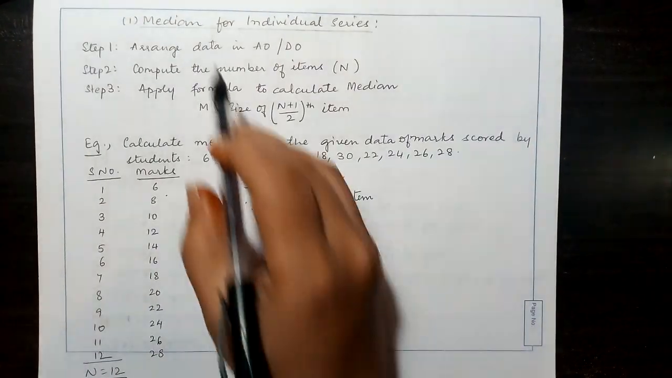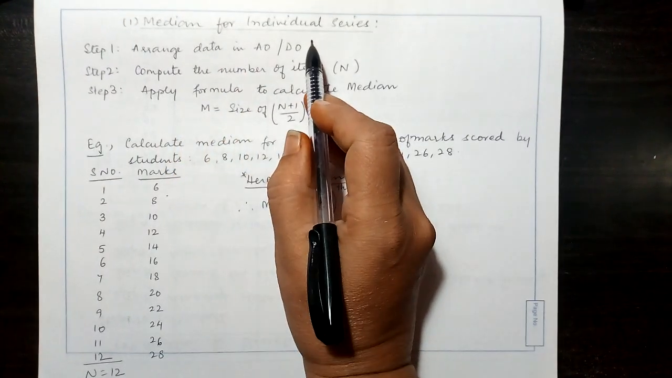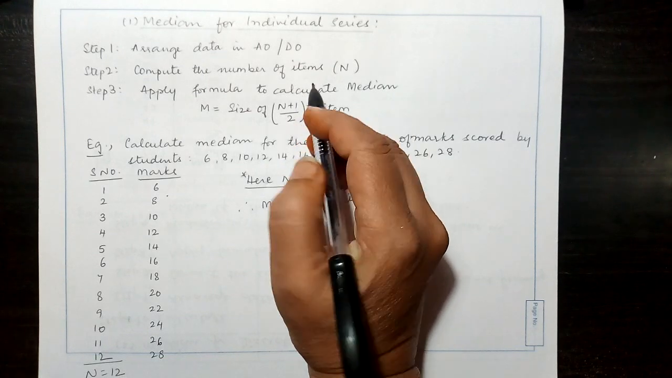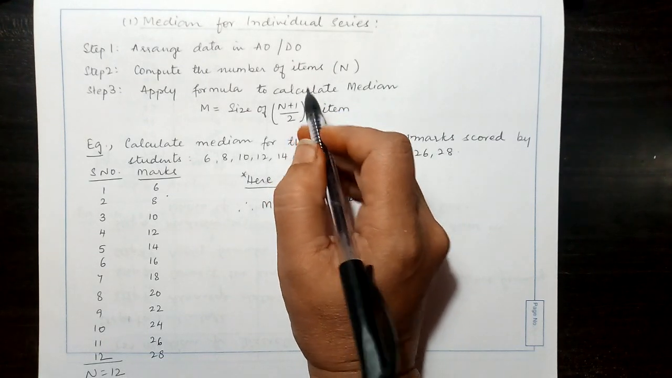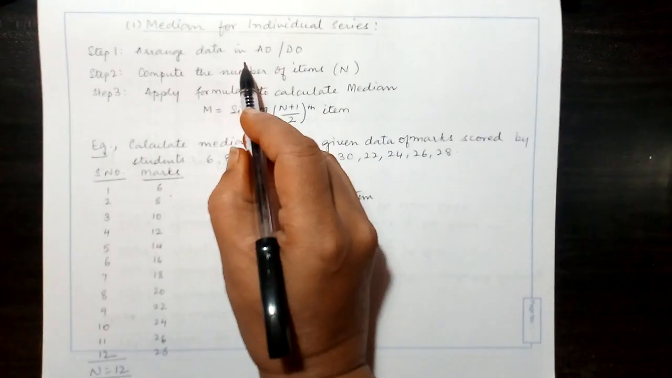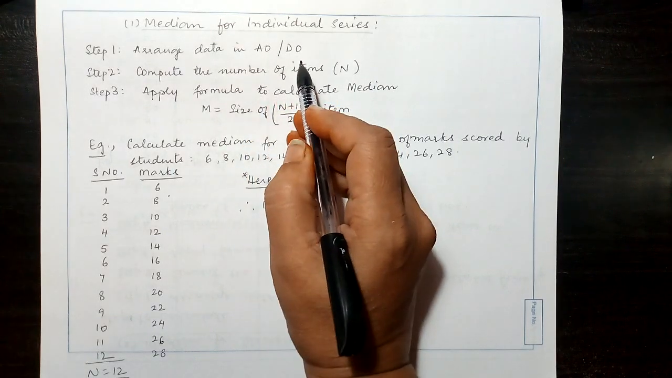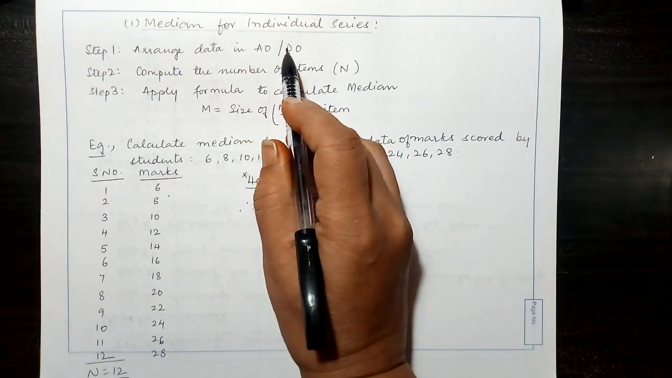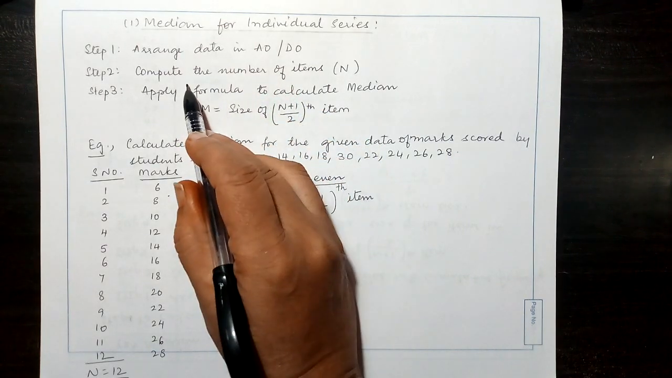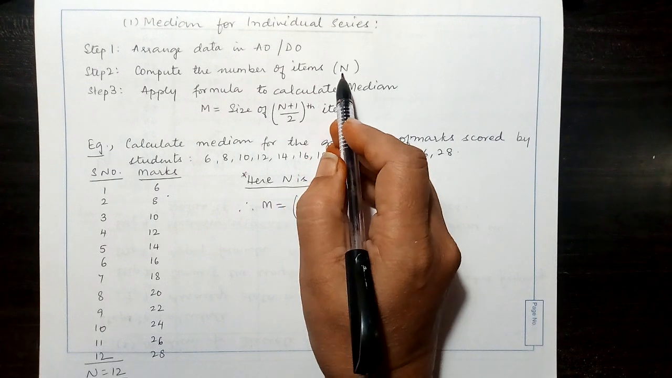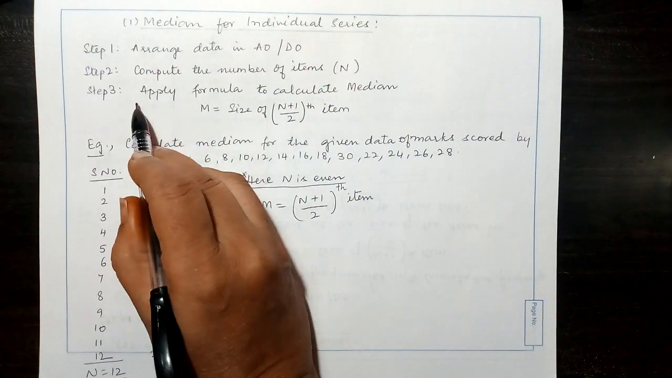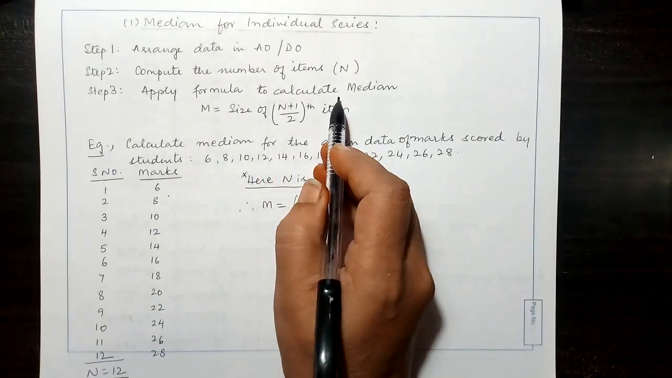Let us first learn calculation of median for an individual series. There are some steps that we will follow in order to calculate the median easily. Step 1, we need to arrange the data in ascending or descending order. Generally, we follow ascending order because that is very easy to arrange the values. Then we need to compute the number of items, which we learnt as n in the calculation of mean. Then the third step is to apply the formula to calculate median.